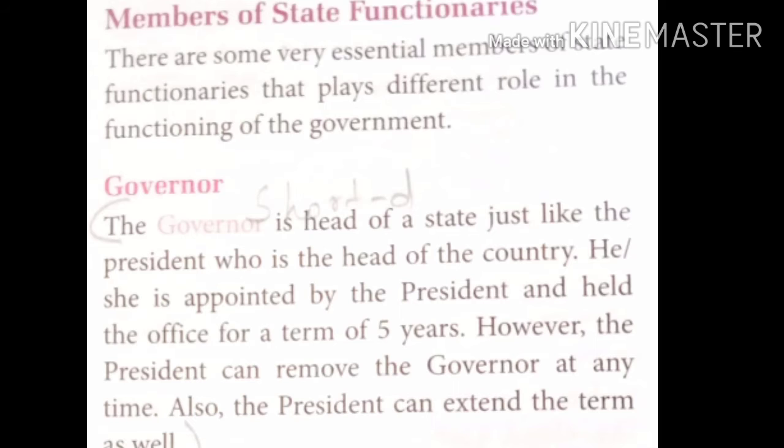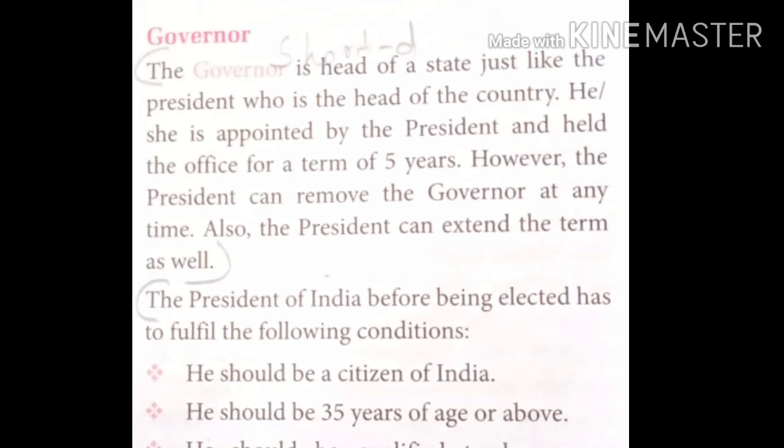So the governor is head of a state, just like the president who is the head of the country. जैसे कि president हमारे पूरे देश के हेड होते हैं, पूरे कंट्री के, वैसे ही गवर्नर पूरे स्टेट के हेड होते हैं. He or she is appointed by the president. Who appoints governor? Governor को कौन appoint करता है? President and holds the office for a term of 5 years. और गवर्नर का जो टेन्योर होता है, कार्यकाल होता है, कितने साल का होता है?